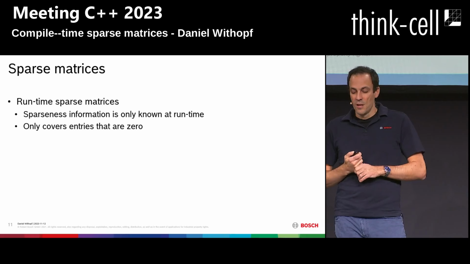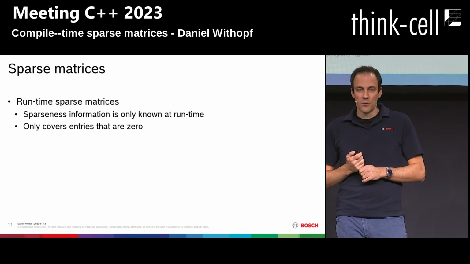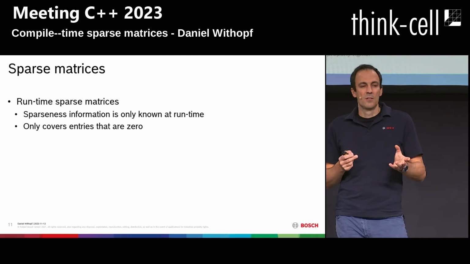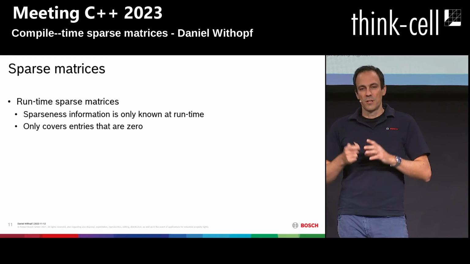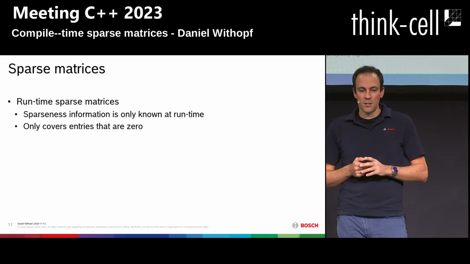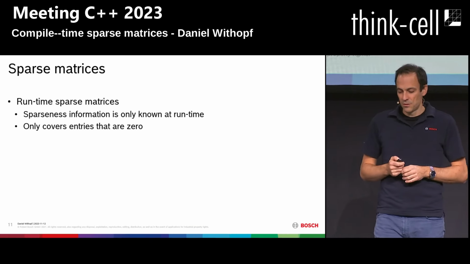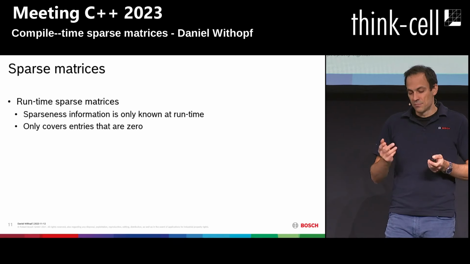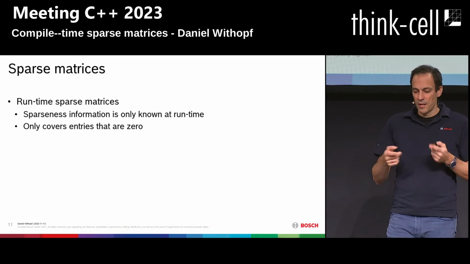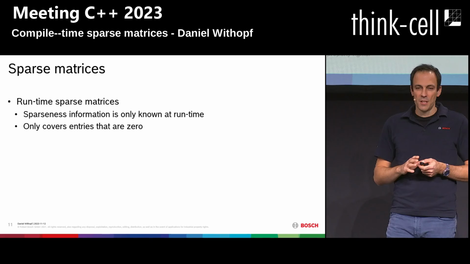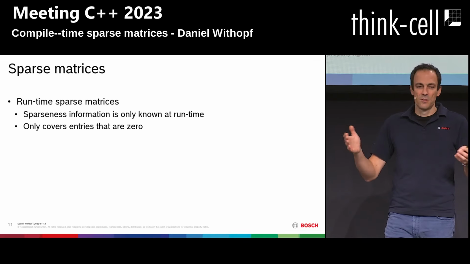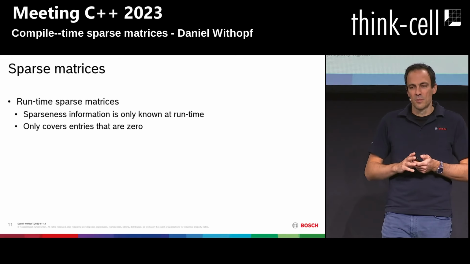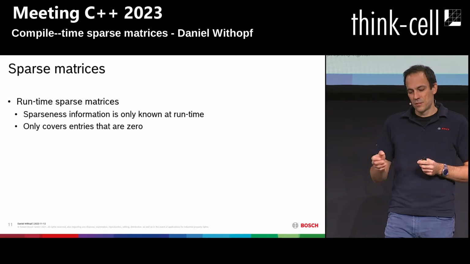And furthermore, these classical approaches mostly cover entries which are zero, so entries which are one, or entries which are symmetric to another entry, are also usually not covered with runtime sparse matrices. Eigen, for example, supports that. I will later on also have comparisons with Eigen, but that runtime sparse matrix approach is usually fairly slow, so that makes sense if you have really huge matrices, hundreds, thousands of rows and columns, but for fairly small ones, it's just an overhead and doesn't give much benefit.